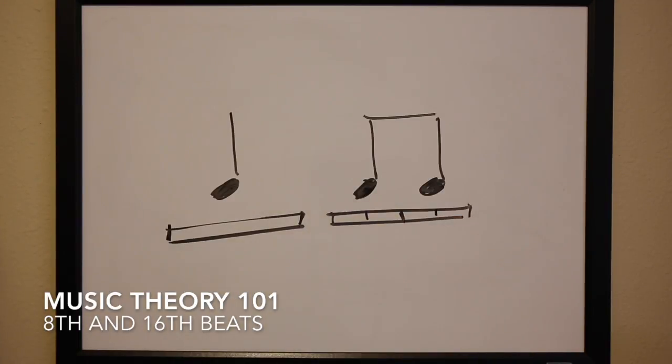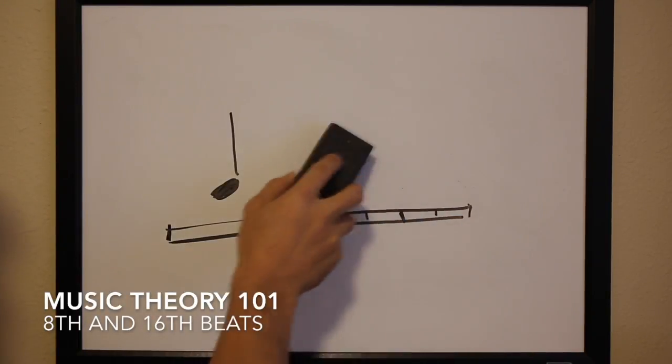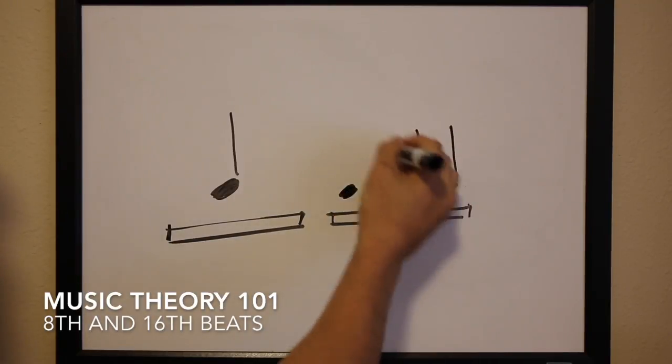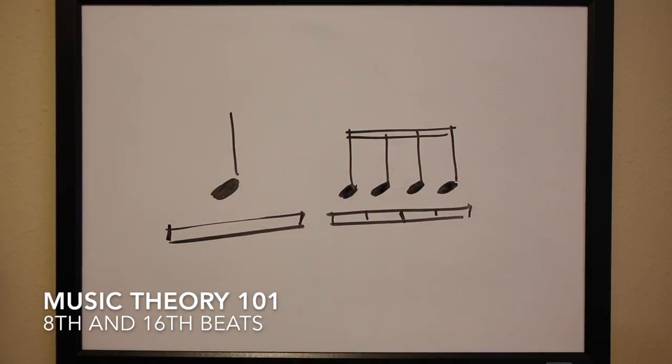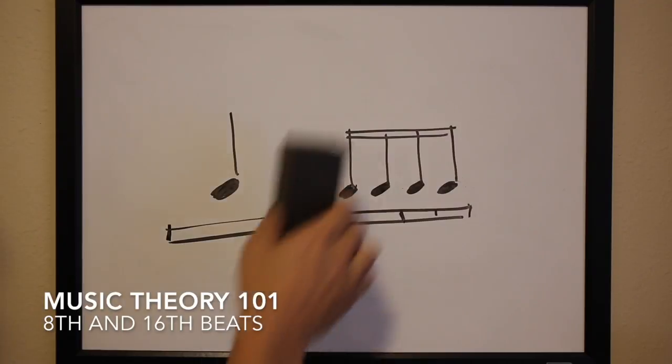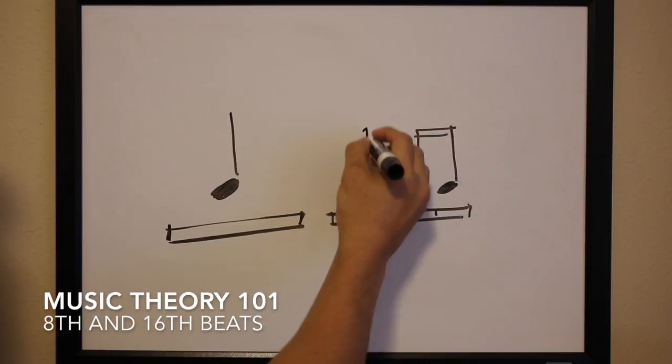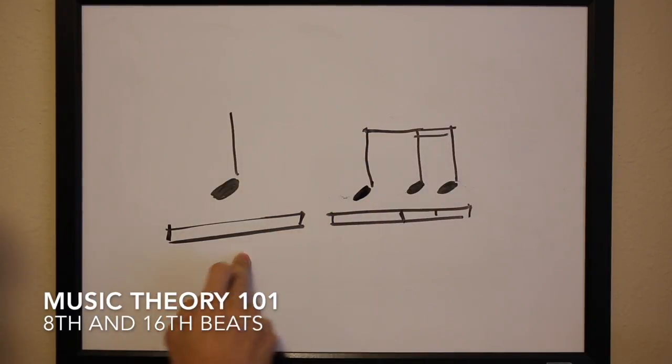I will split the eighth notes into two more smaller pieces to get four smaller pieces of a quarter note. What I get is ta, ta, ta, ta, or 1, e, and, a. Four separate smaller pieces of one quarter beat. I can do something creative and combine the first two 16th notes to make one eighth note. What I get is ta, ta, ta, or 1, and, a.